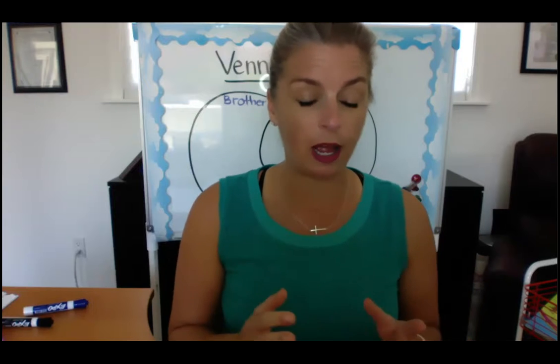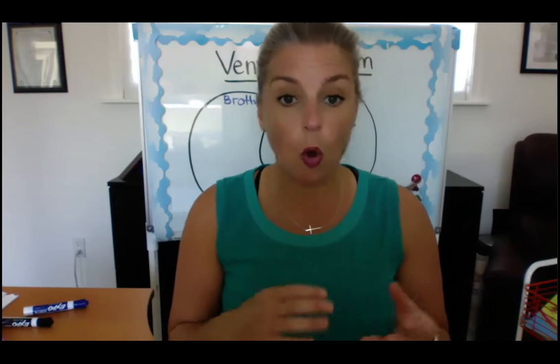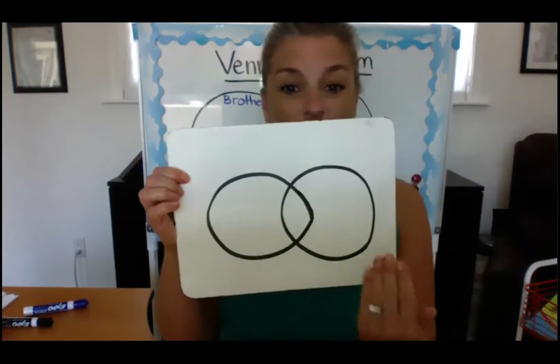Remember, way back in chapter 1, we talked about an attribute. And an attribute is a characteristic or a way to describe a group. Let's go into further detail about that. Right here, this is called a Venn diagram.